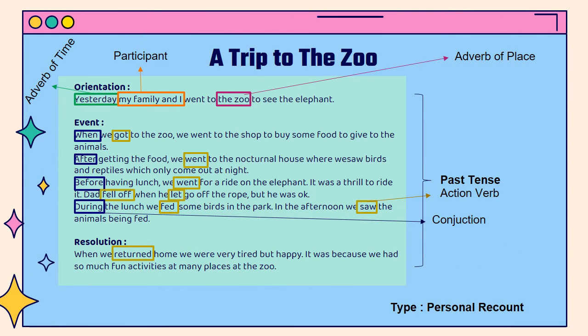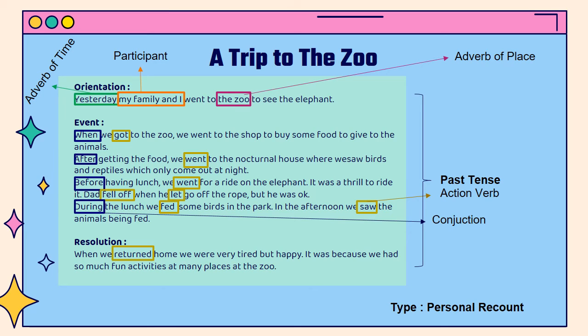This is the example of recount text. This type of recount text is personal recount. The title is A Trip to the Zoo. Let's read. Yesterday, my family and I went to the zoo to see the elephant. When we got to the zoo, we went to the shop to buy some food to give to the animals. After getting the food, we went to the nocturnal house where we saw birds and reptiles which only come out at night.